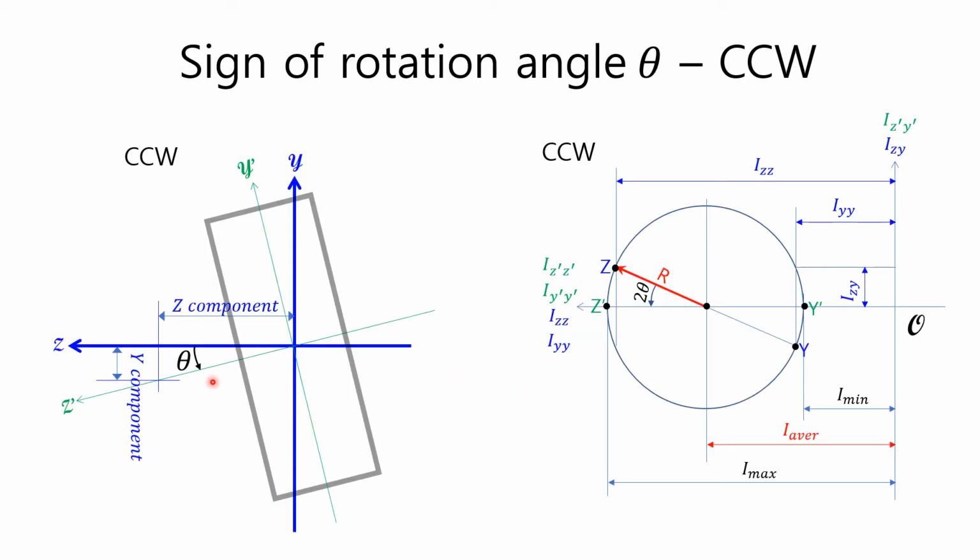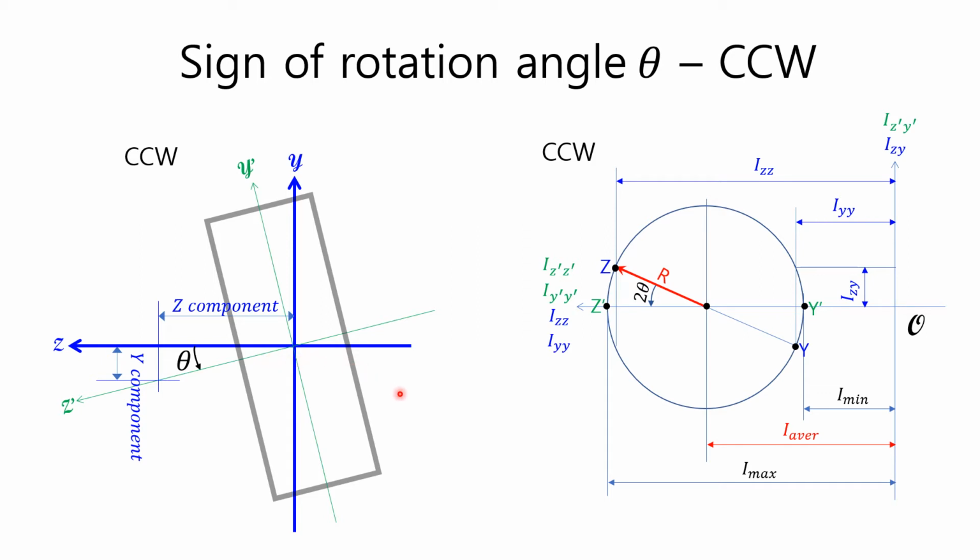If the coordinate system rotates by theta on the cross-section, it rotates by 2 theta, which is twice the rotation of coordinate system in the Mohr circle. And the direction of rotation is the same.